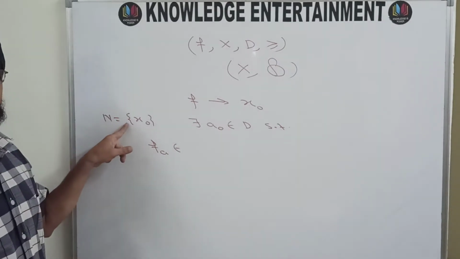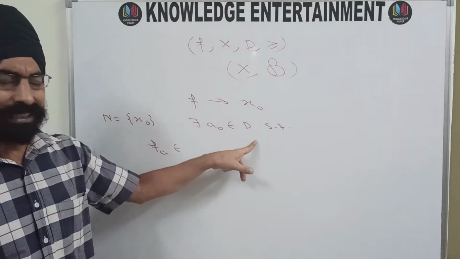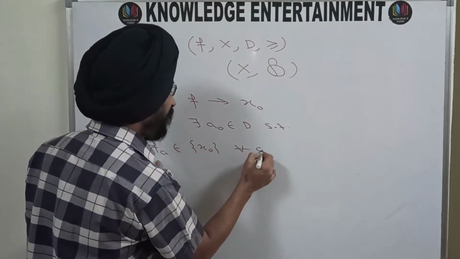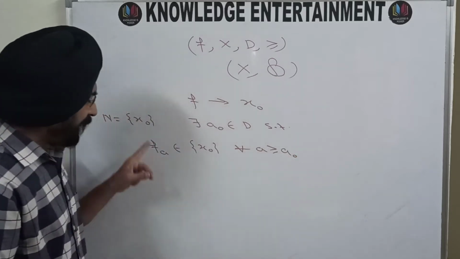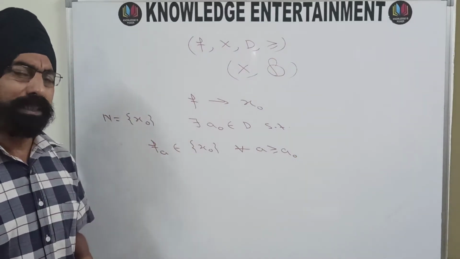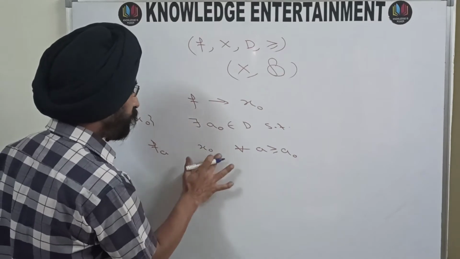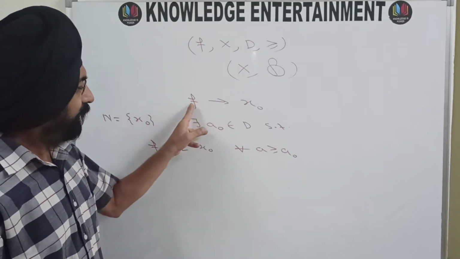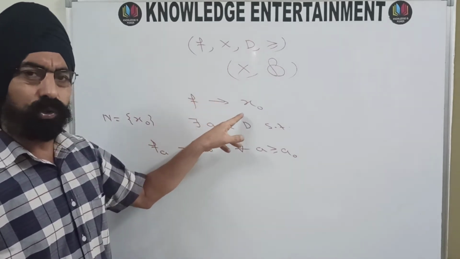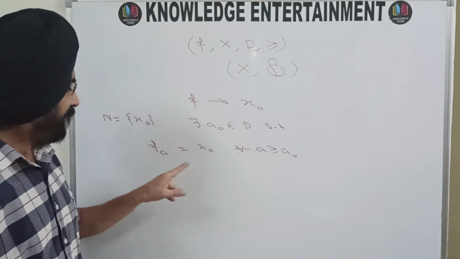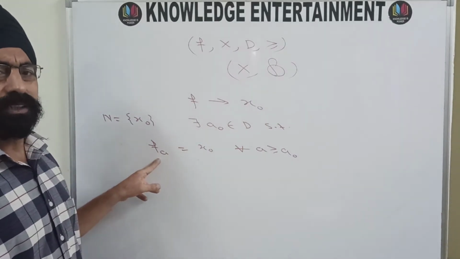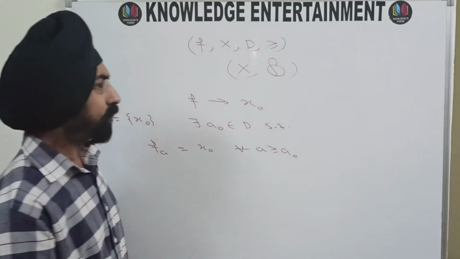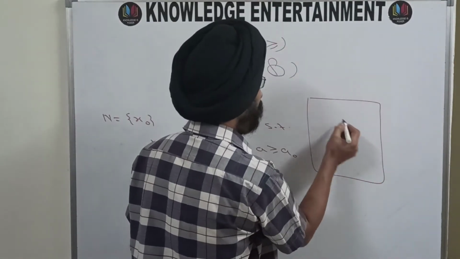So for this neighborhood, there must be some a naught in the directed set D such that f(a) belongs to {x naught} for every a that follows a naught. And f(a) belonging to the singleton set {x naught} means f(a) is equal to x naught, because there is only one element. That means after some stage, if the net f is to converge to the point x naught, each and every image of the net must be equal to x naught. So the case is different now.